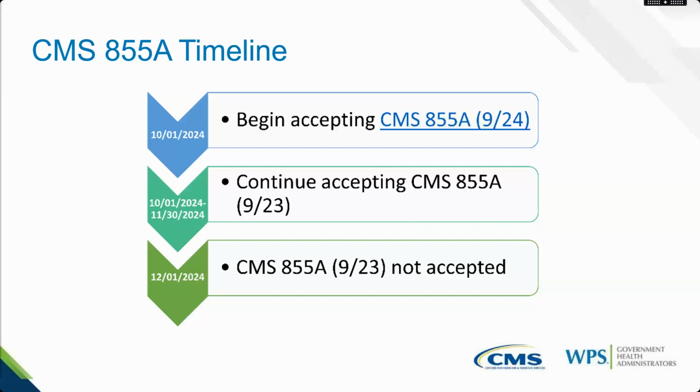The other important date to keep in mind is December 1st. So on December 1st, MACs will no longer accept the 923 version of the CMS 855A from any providers. On December 1st, all providers must submit the CMS 855A application, that is the 924 version. So those are some dates to keep track of.